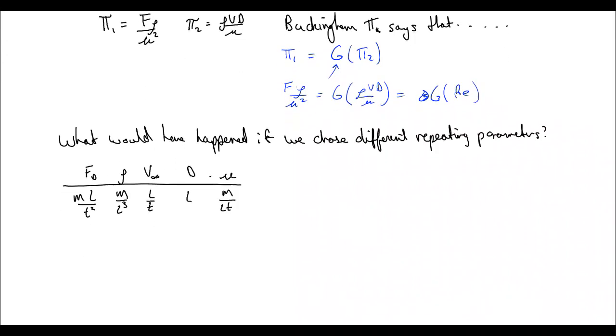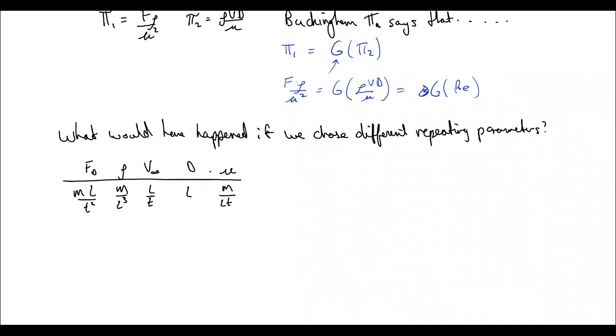So in our next video, we're going to practice this again, and we're going to ask what will happen if we choose different repeating parameters, right? If we choose to build our pi groups around different physical variables. So before, remember, we chose our force and our velocity to build our repeating parameters around. And in our next video, we're going to choose different repeating parameters, and we're going to see that we get different pi groups.